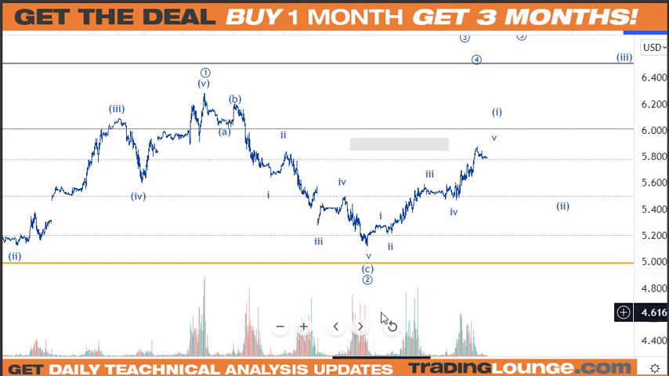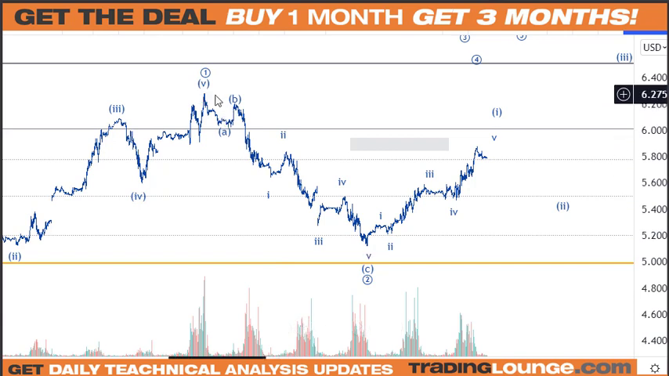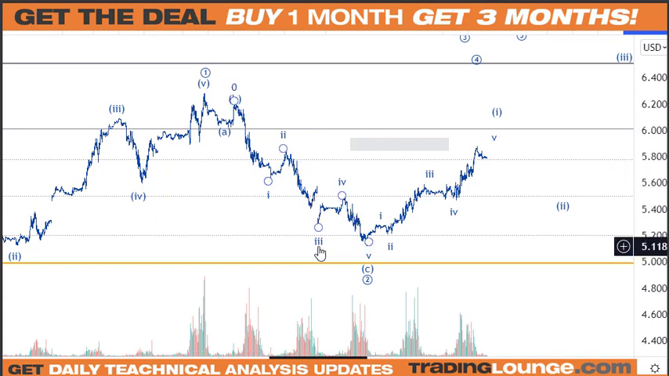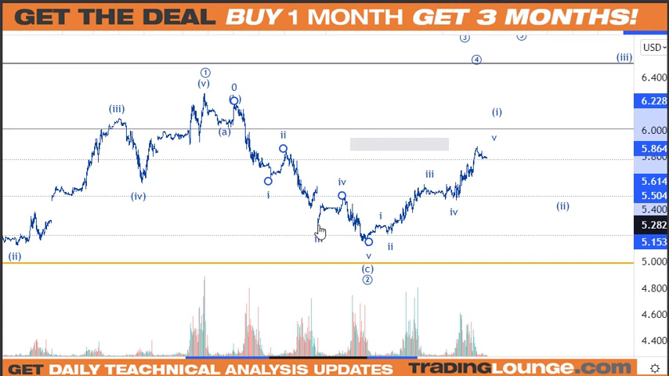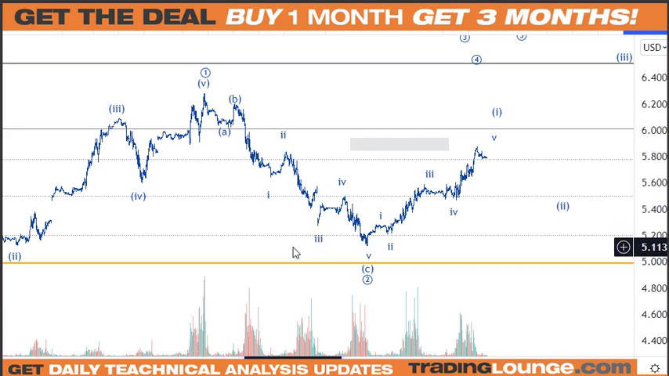Okay, something like that. Anyway, main point here is that I can count that down as an A and a B, and then 1 and 2 and 3 and 4 and 5, because that's definitely 5 waves, that's definitely 5 waves, and that's definitely 5 waves. So I don't see it as an impulse wave. I see it as corrective.